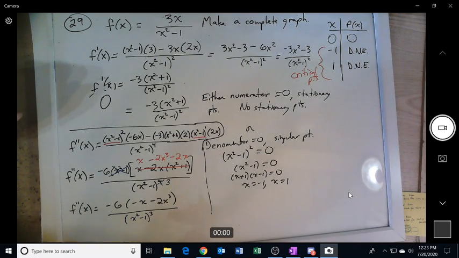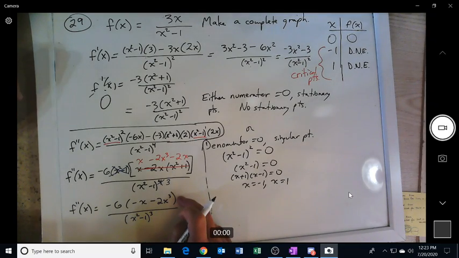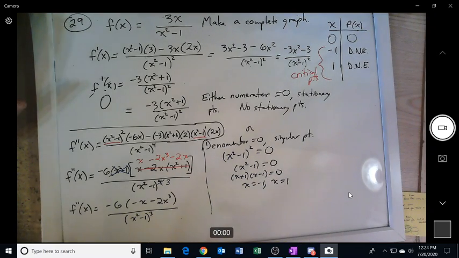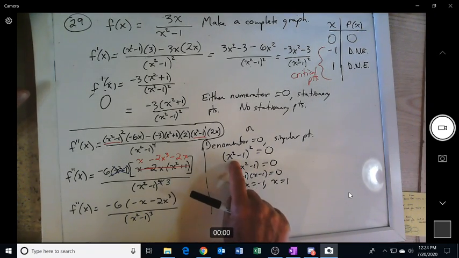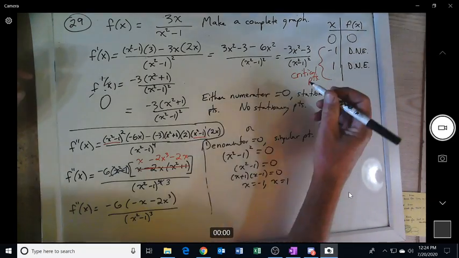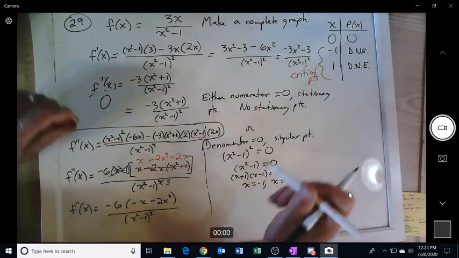Now we're going to set f double prime to be 0. There's two ways to set f double prime to be 0. The numerator could be 0 or the denominator. Same two choices that we had before. When you set the denominator to be 0, you'll get exactly the same two answers. These are critical points and inflection points.